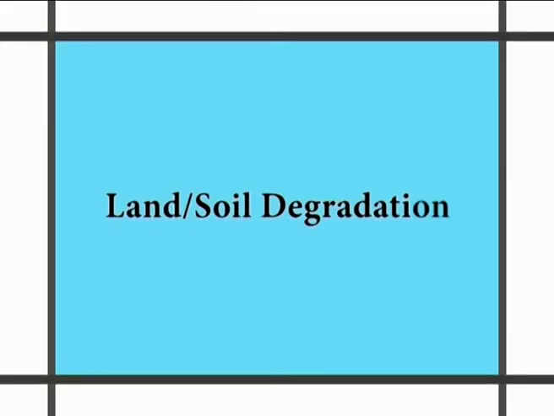Now, let's cast a look at the land and soil degradation. Direct impacts of agricultural development on the environment arise from farming activities, which contribute to soil erosion, land salination, and loss of nutrients.